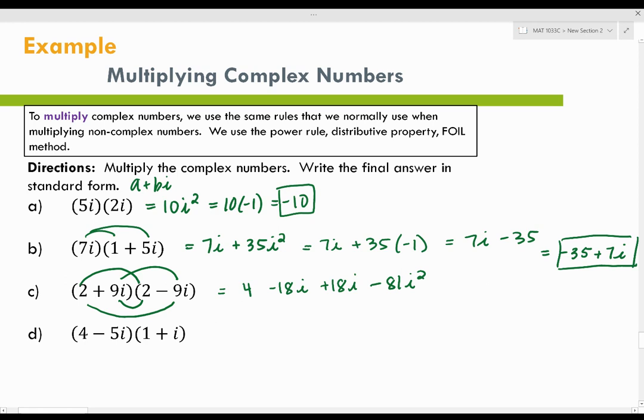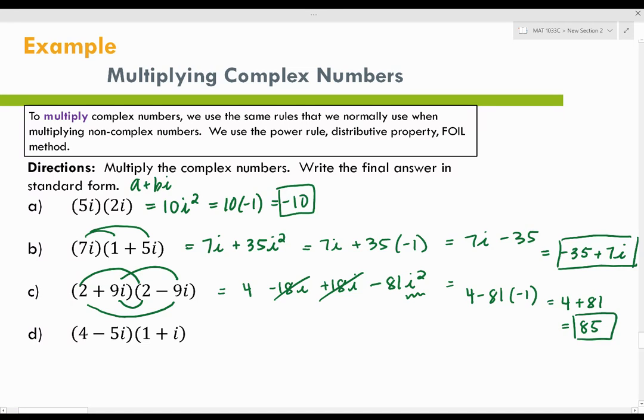Okay, so we're going to go through and simplify. So I can look at my 2 middle terms and notice that they're the same, but they're opposite in sign. So they're going to cancel when we combine like terms. So it's going to give me 4 minus 81 times negative 1, because remember i squared becomes negative 1, which is going to give me 4 plus 81, because a negative times a negative is positive. And then when I add them together, it's going to give me 85.